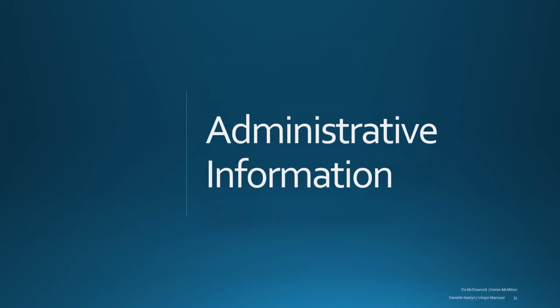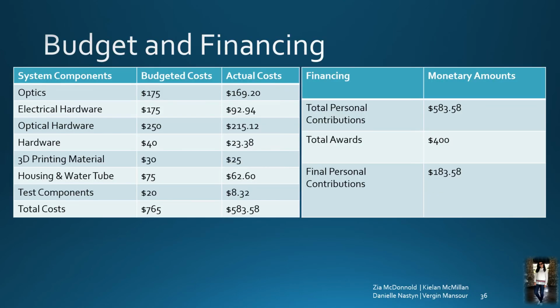Administrative information. In this slide, as you can see, we have made two tables to express the budget and financing. The first table shows the budget cost and the actual cost of each system component that we have, and we have successfully stayed within the expected margins. On the second table, however, you can see the financing categories that we have used in order to pay for those components. We have three categories in that table: the total personal contribution, the total awards, and the final personal contribution.